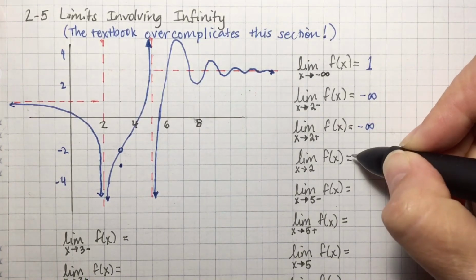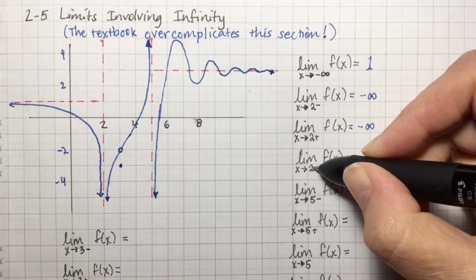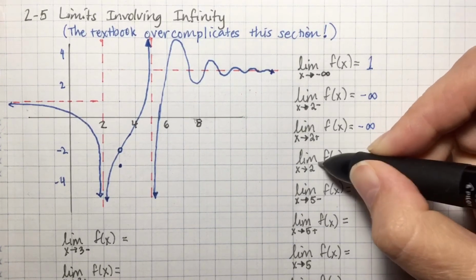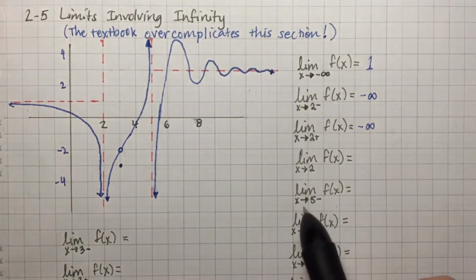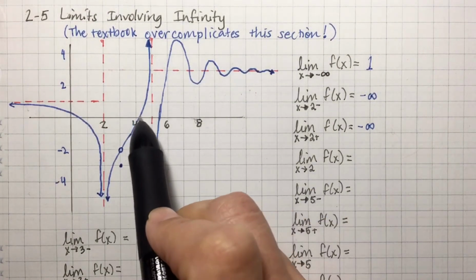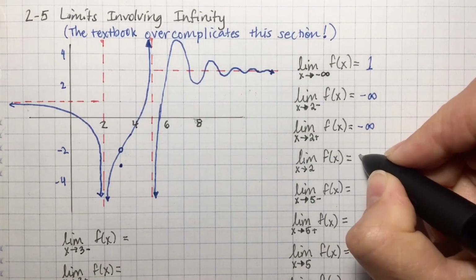Now, this is where things get a little weird. Actually, I'm going to come back to this. I'm going to look at 5 first, and then I'll come back to x approaching 2 and talk about it. So approaching 5 from the left, we can see that this y value gets really big positive numbers, so we're heading to infinity.